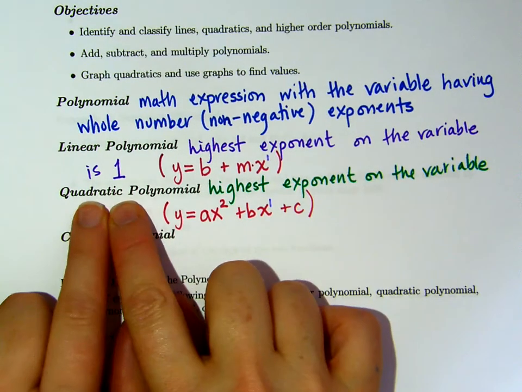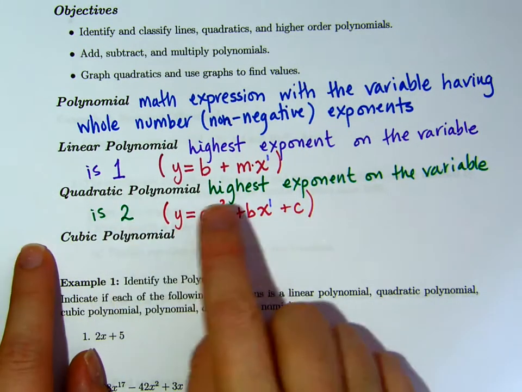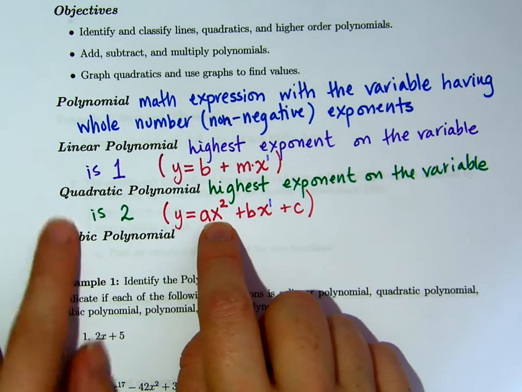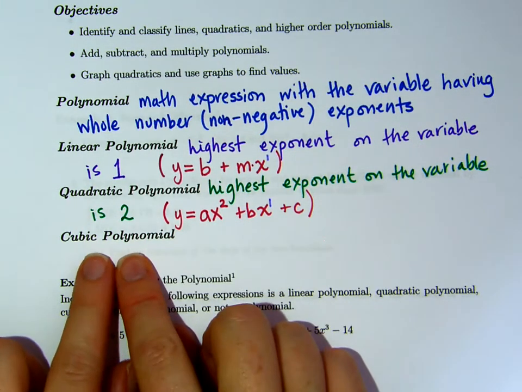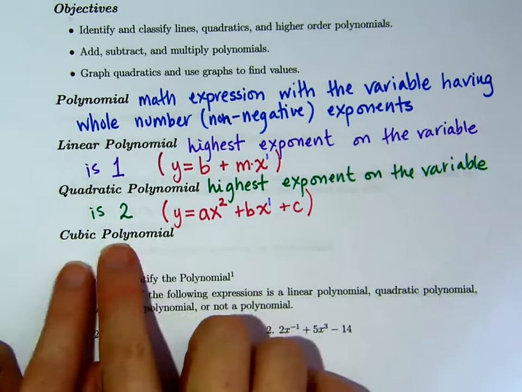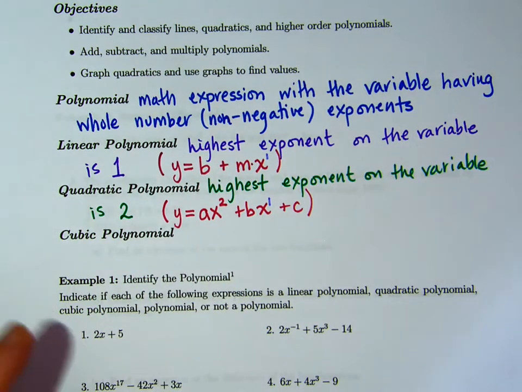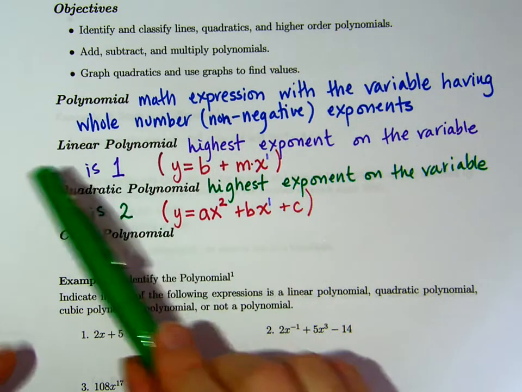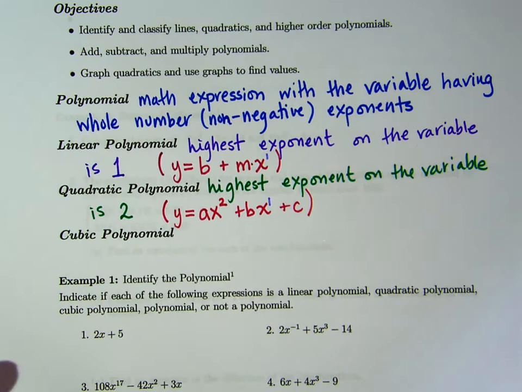A lot of people ask me why it's called a quad, and that is because of the quadrilateral, right? That it's basically an x by x. Anyway, cubic polynomial is very similar, except the highest exponent on the variable is 3 because it's cubes. So quads, quadrilateral, and cubes, cubic.